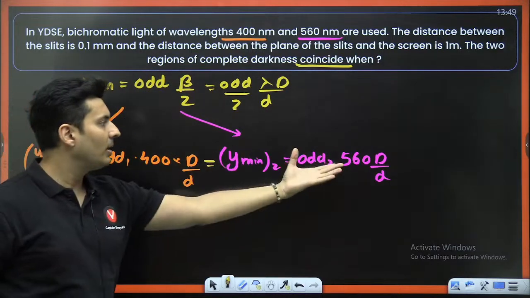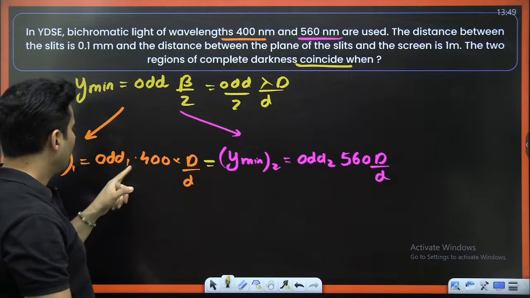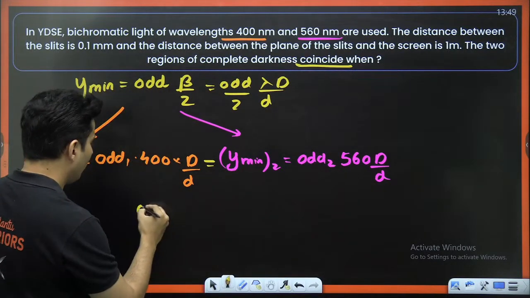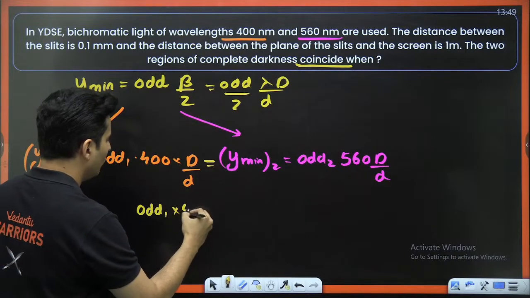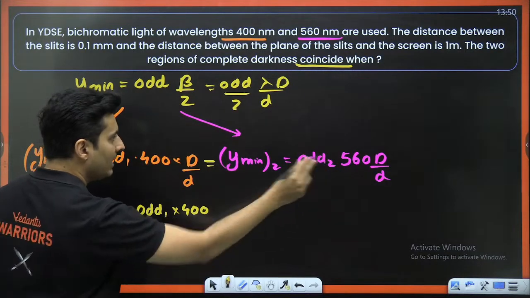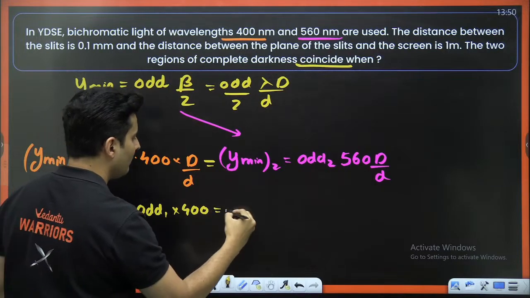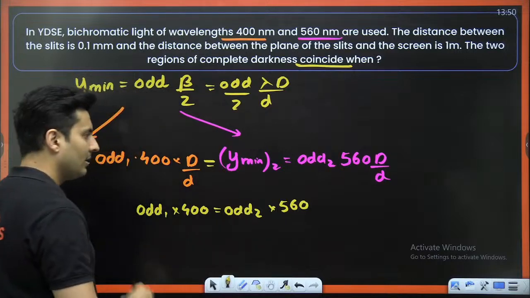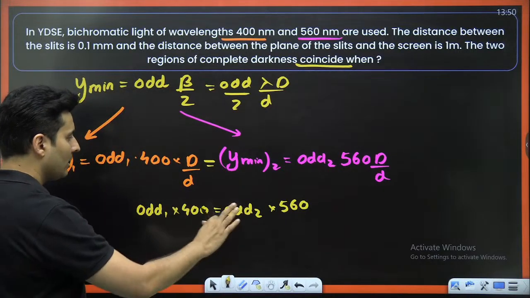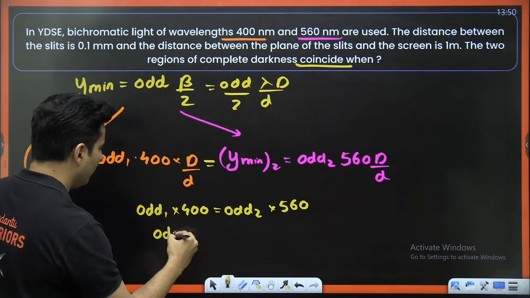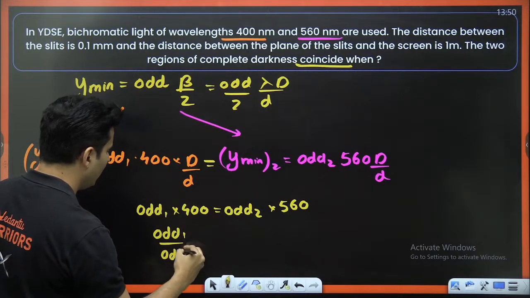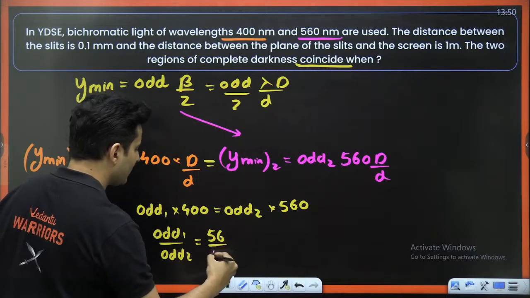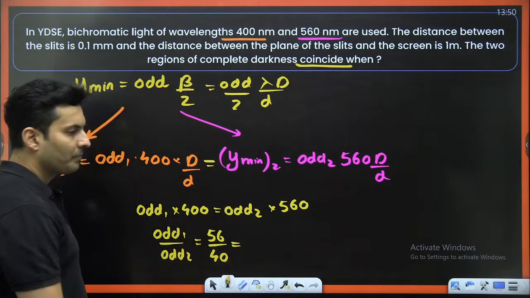So this number is equal to this number means what will happen? Think about it. You will have odd number 1 into 400, D and d will cancel, and odd number 2 will be there into 560. Is that right? Now just take the ratio, odd number 1 by odd number 2, which is 560 by 400.